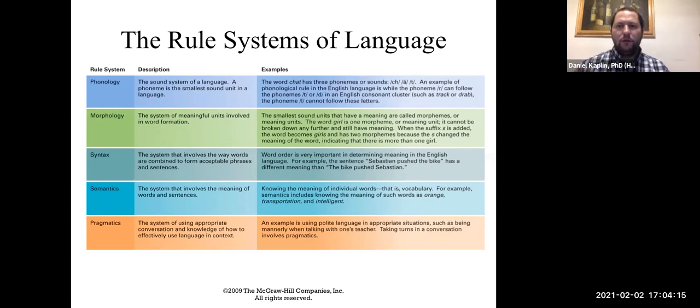Double R is a rolling R for many dialects of Spanish. So if you're driving your car, a car is carro with a rolling R. Now let's shift away from Spanish and move to French.